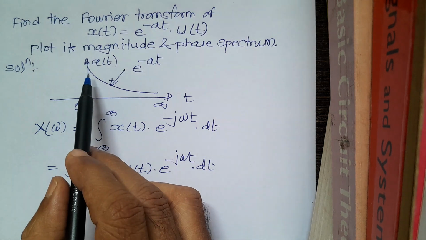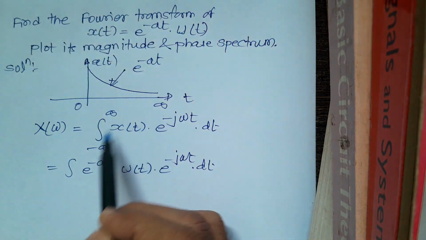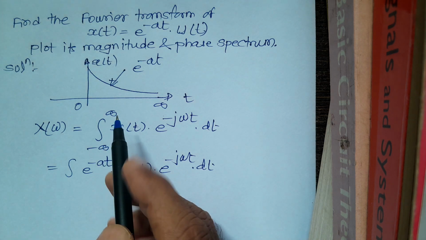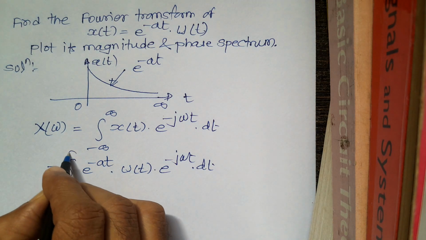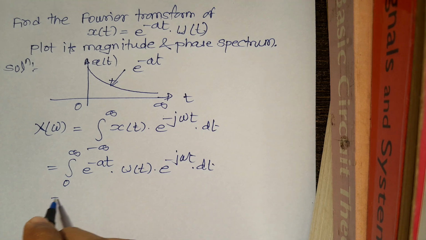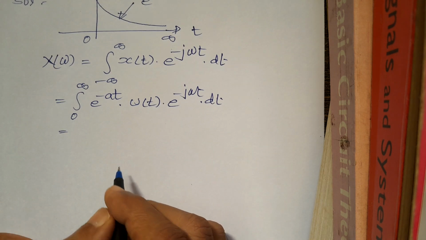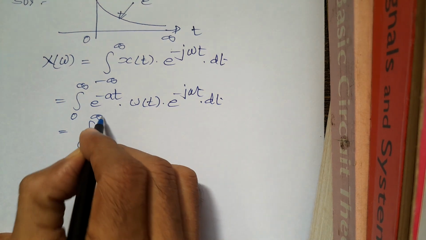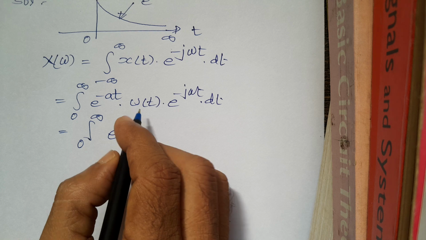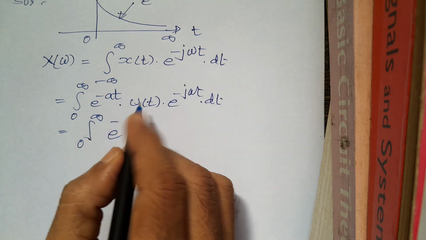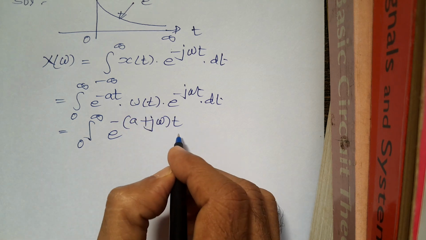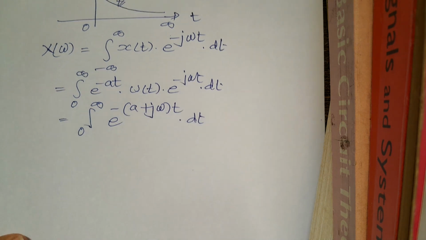Now, as our function is from 0 to infinity, we have to change the limit here. From minus infinity to infinity, it will be 0 to infinity, and u(t) is unity. Therefore, we can write the integral from 0 to infinity of e^(-(a + j omega)t) dt, taking the minus sign outside, and u(t) is 1.